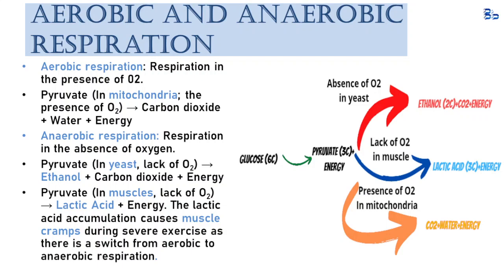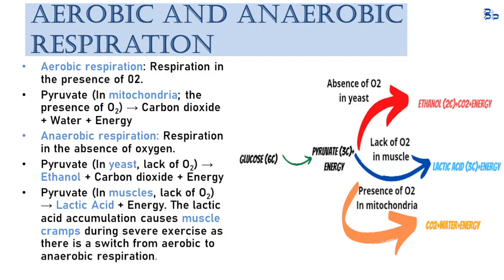Respiration in the presence of oxygen is called aerobic respiration. Like I said, it takes place in the mitochondria. The products of aerobic respiration are carbon dioxide, water, and energy. Now let's move on to anaerobic respiration. Like I said, if there is no oxygen present, this pathway is followed.